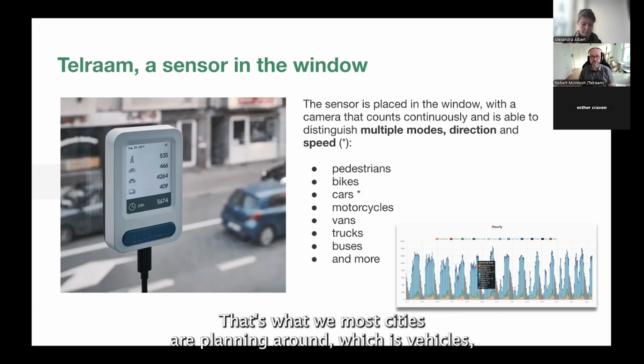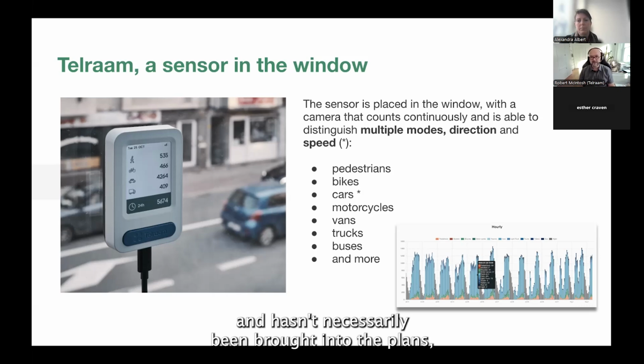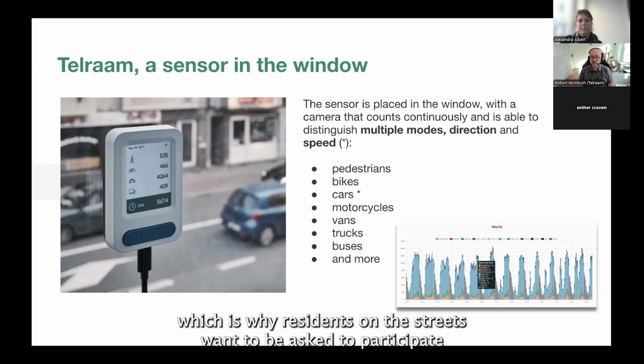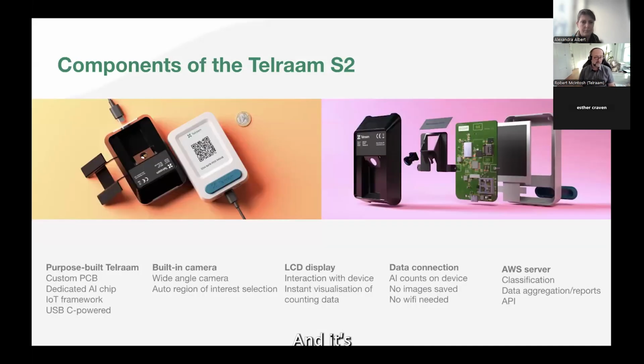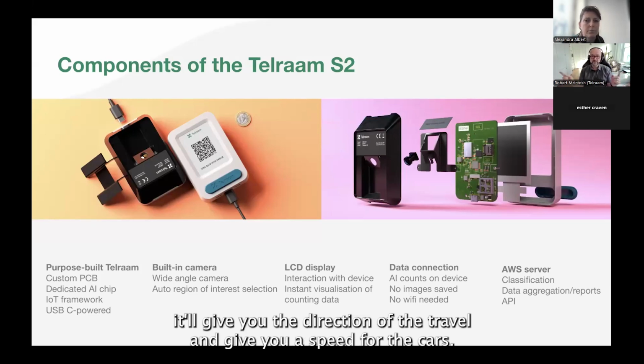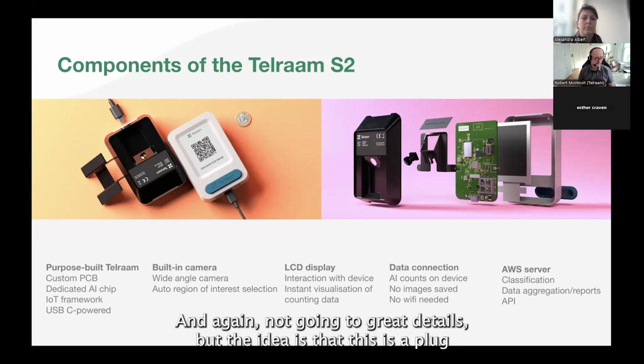That's what most cities are planning around, which is vehicles, but also the active travel modes, the pedestrians and the bikes, which is the more, shall we say, social use of the streets, which to date has not been as well documented and hasn't necessarily been brought into the plans, which is why residents on the streets want to be asked to participate, because they're trying to take back some level of control. As well as capturing the numbers, it'll give you the direction of travel and give you a speed for the cars. All of those are useful data points.